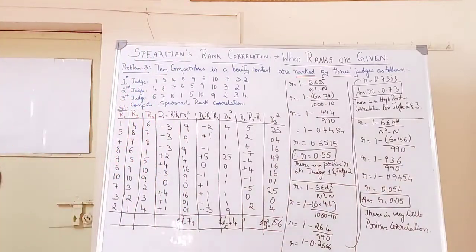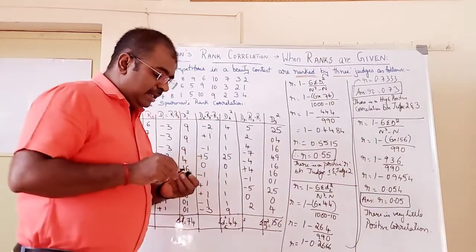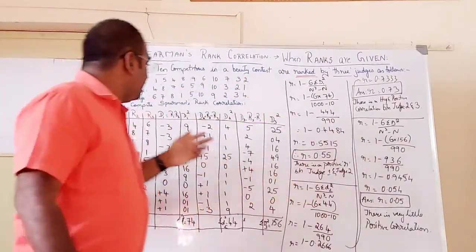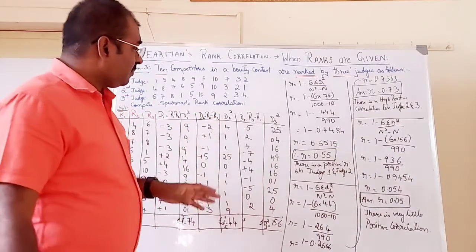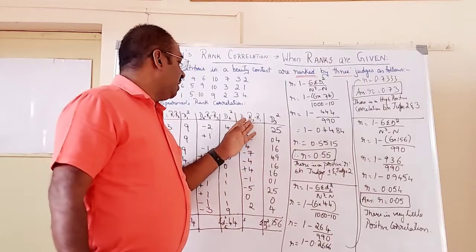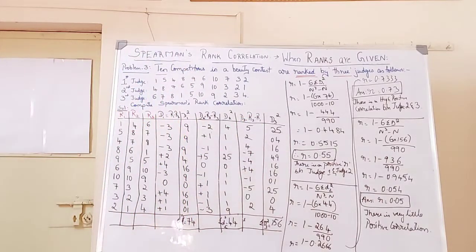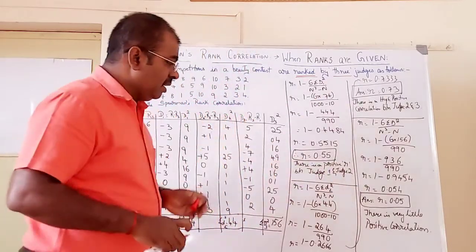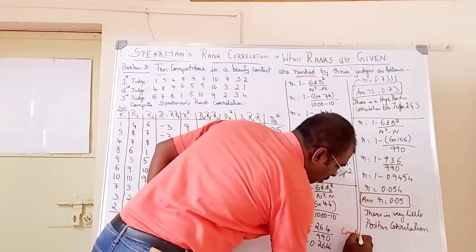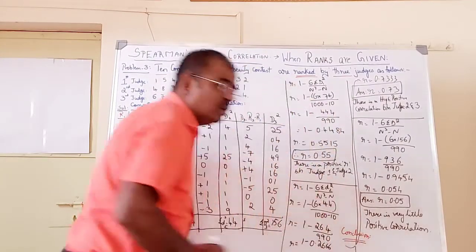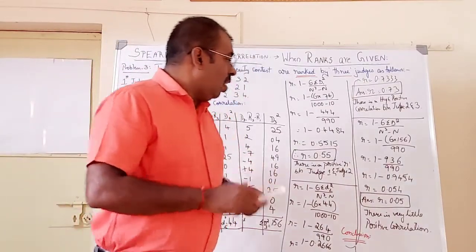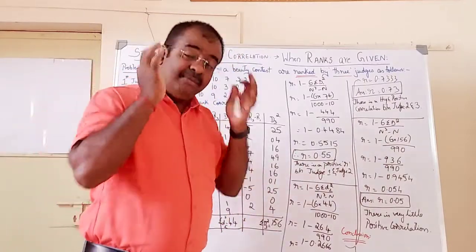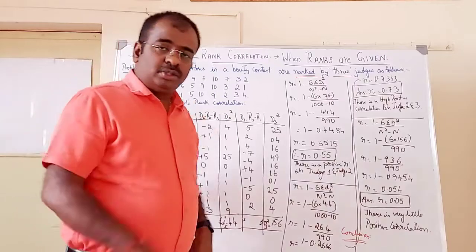Now, we have solved the entire problem by comparing the ranks given by the first judge and the second judge. Then we compare the ranks given by the second judge and the third judge. And finally, we also compare the ranks between the third judge and the first judge. Now, when we compare the rank correlation of all these three judges, we come to a conclusion about who has a very high positive correlation. Obviously, all the three judges land up in a positive correlation, which means all of them are thinking in the same direction, but who is very close to each other?